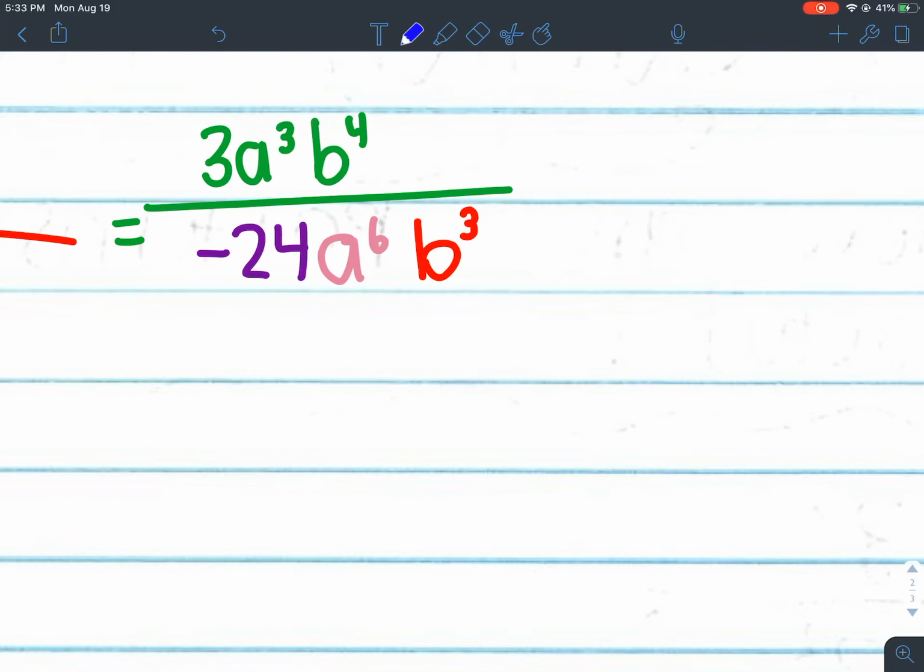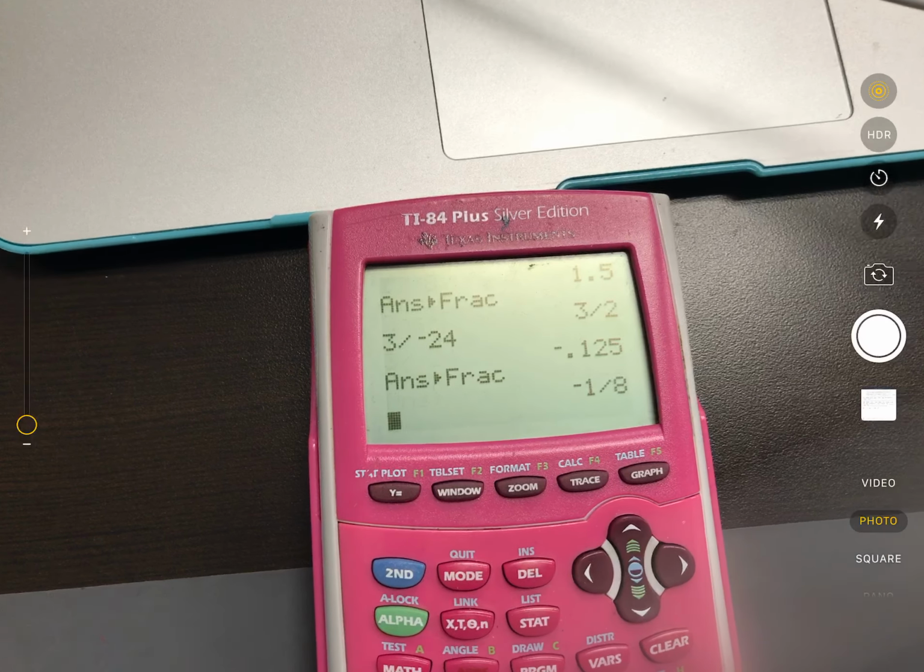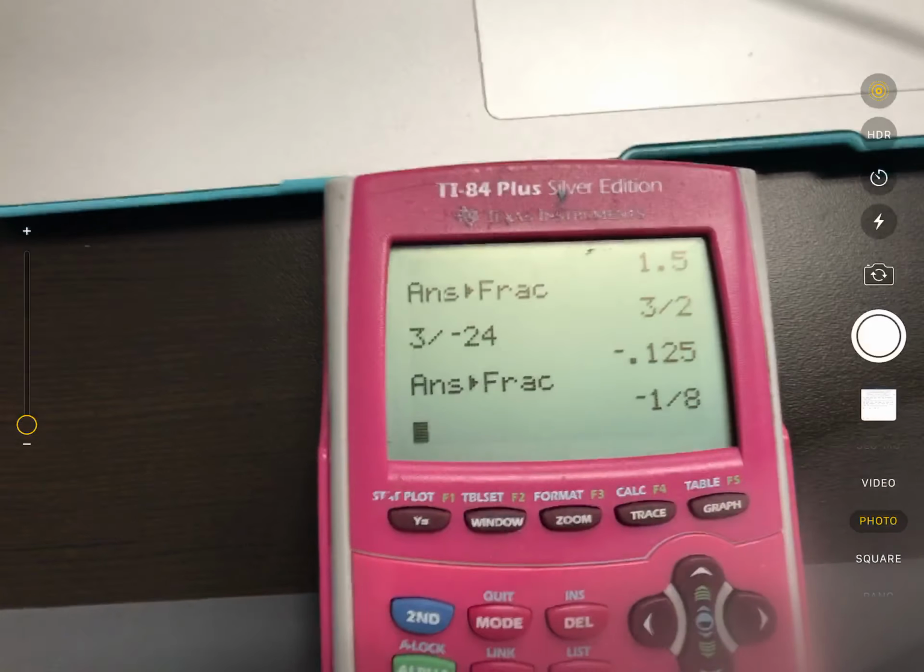So now I've simplified this, and I'm going to simplify it one more time. I see that I have 3 over negative 24, so I'll go ahead and show you in the calculator how to do that. I'm going to take my 3 divided by negative 24, and don't forget that your negative button is this one right here, not that one. This one's the minus. So 3 divided by negative 24, hit enter. I'm given a decimal, but I know how to change it to a fraction. Hit math, enter, enter. And I get negative 1 over 8.